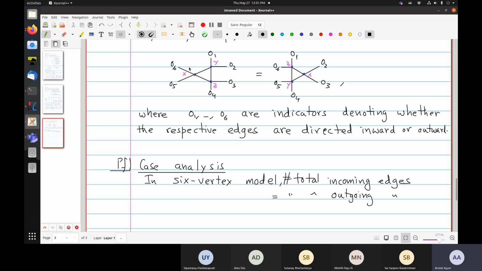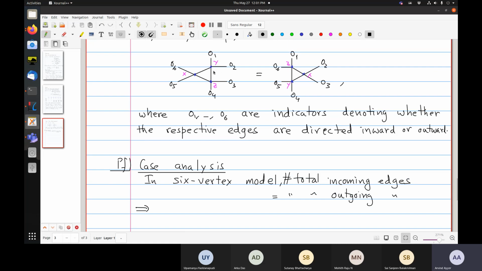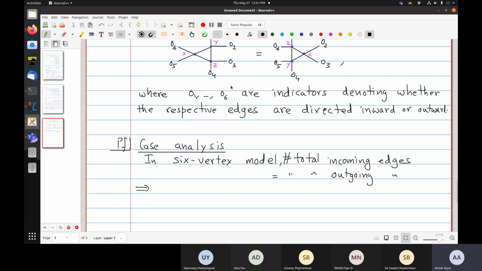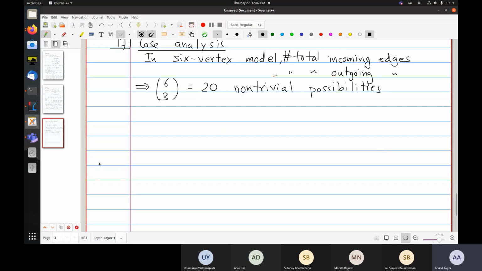So that means I can't have something like all of them pointing outwards, or I mean I can, but then the weight is 0. So there are 6 edges, and 3 of them have to be incoming, say. So 6 choose 3, which is 20. So 20 non-trivial ones. But this is too much to handle already. I mean, one can do it if you have a lot of time. But we have symmetries.